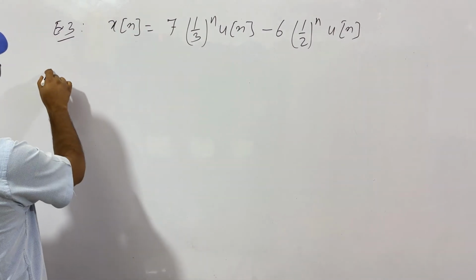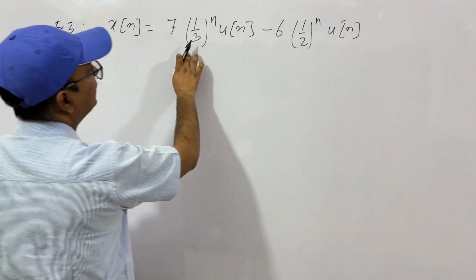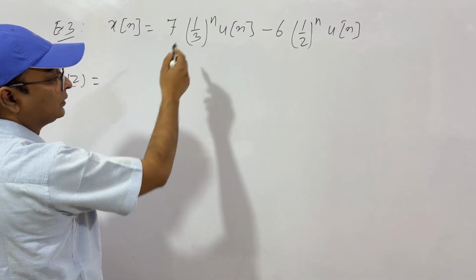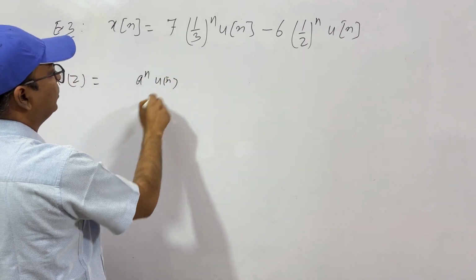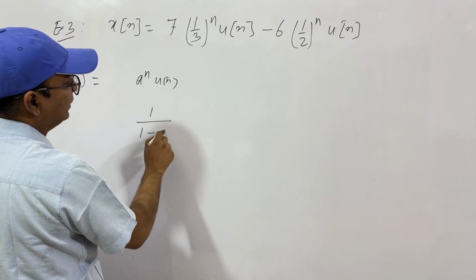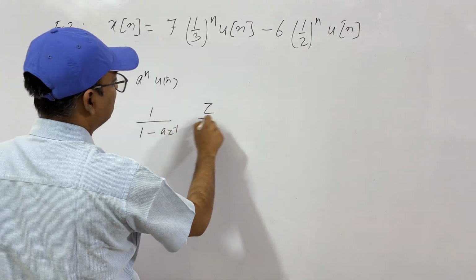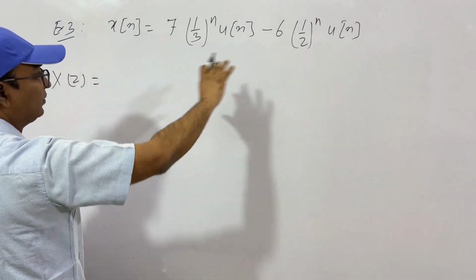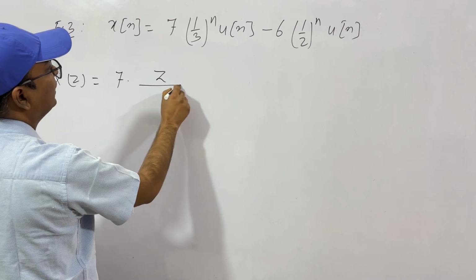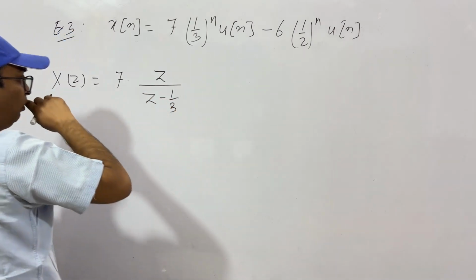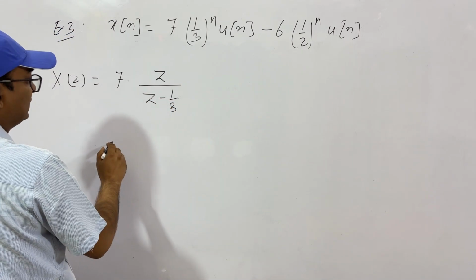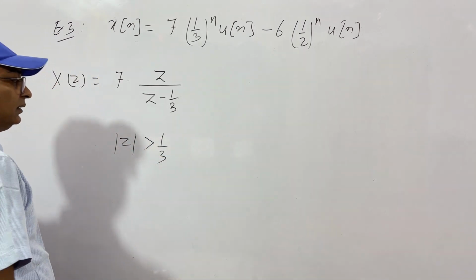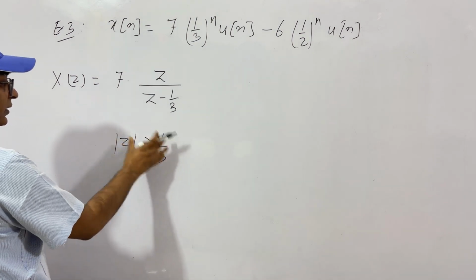Our next question is this. So X(z) will be, this is a to the power n u n, and what we had got was 1 over 1 minus a z inverse. This was for a to the power n u n. What was the result? The result was 1 over 1 minus a z inverse, or it was z by z minus a. So for this we'll have 7 into z by z minus a, that is 1 by 3. And we had seen it was mod of z greater than a, that is greater than 1 by 3. A is this. So this is the region of convergence. The z transform is defined for these values.